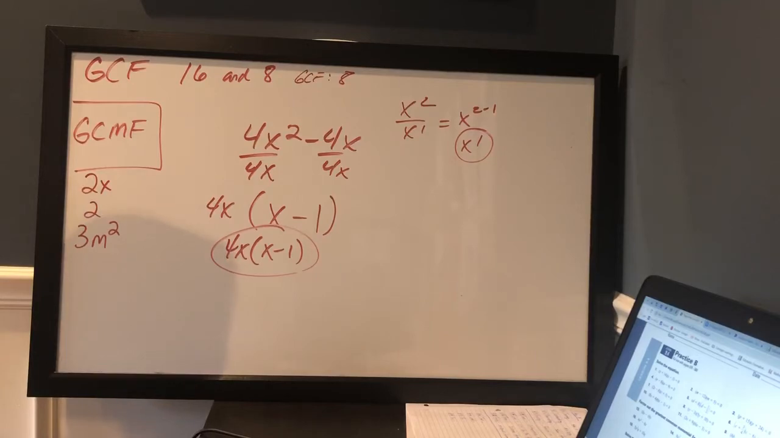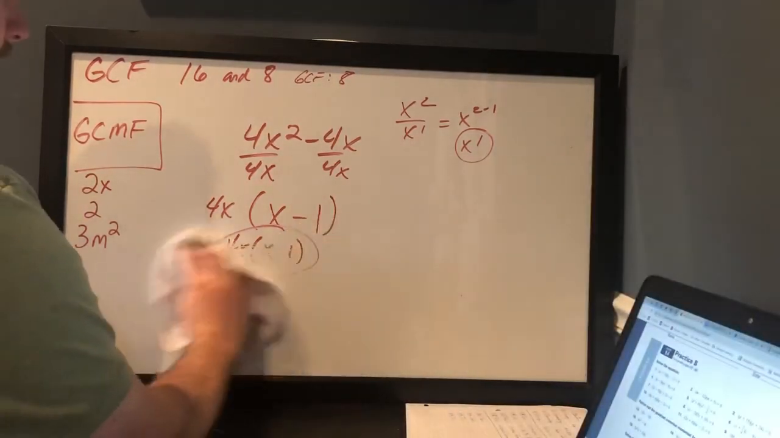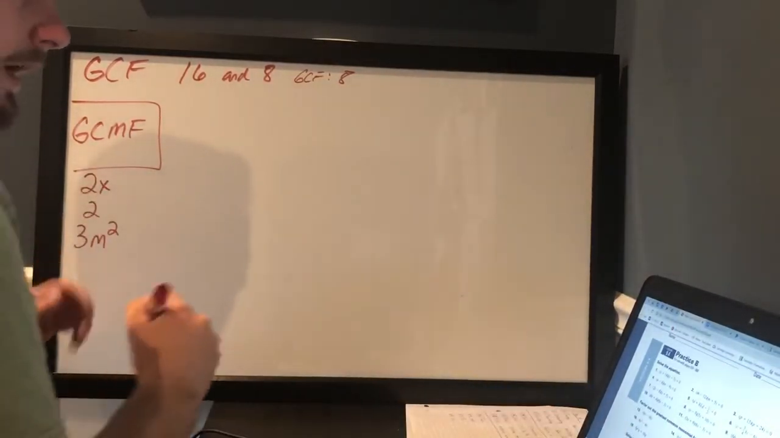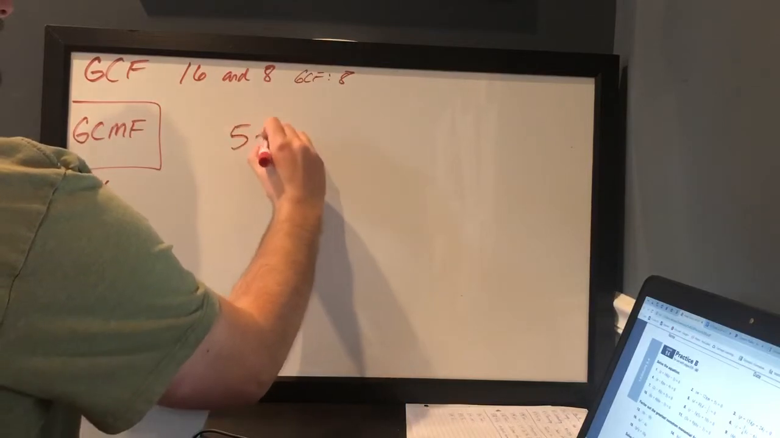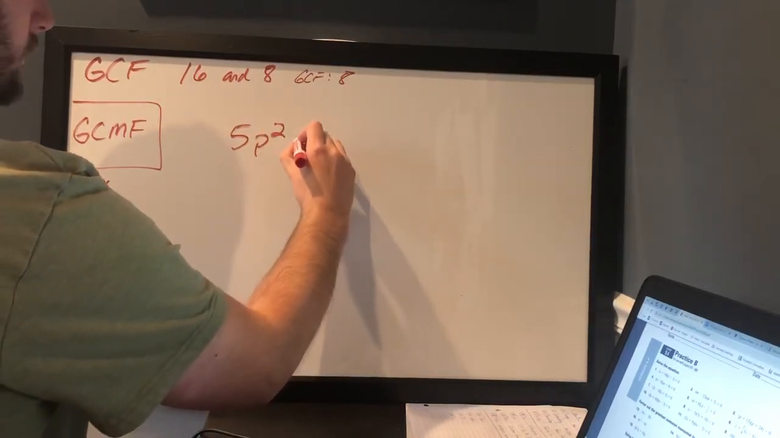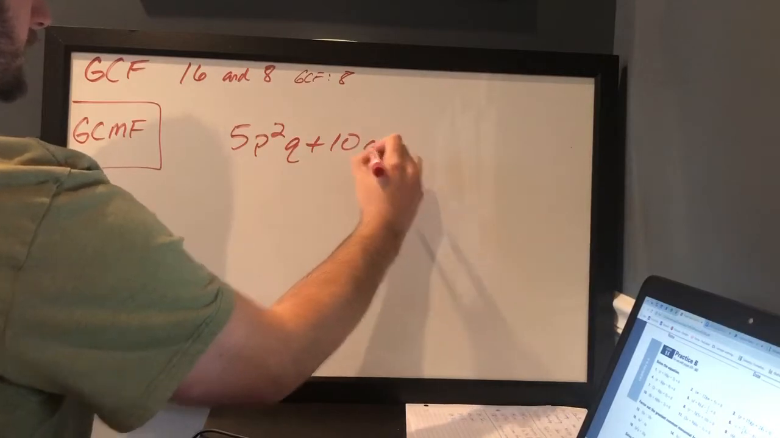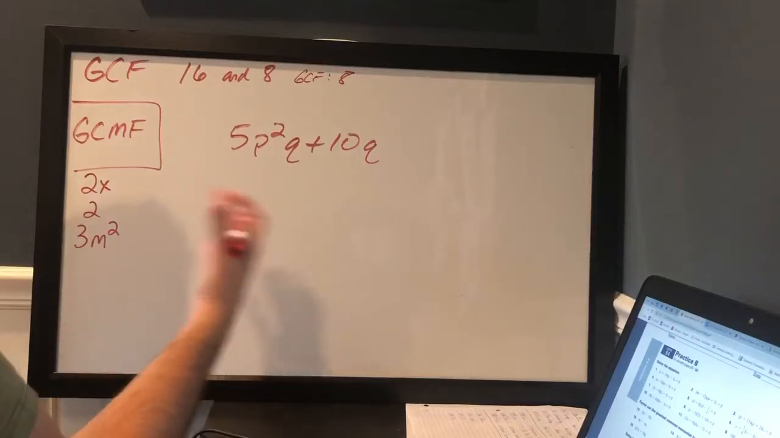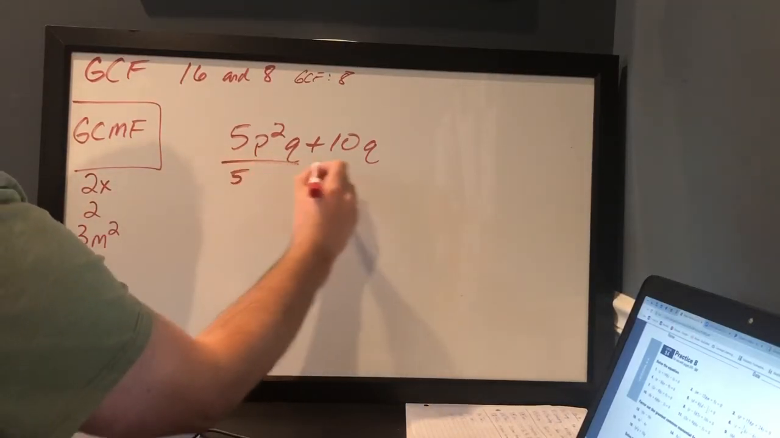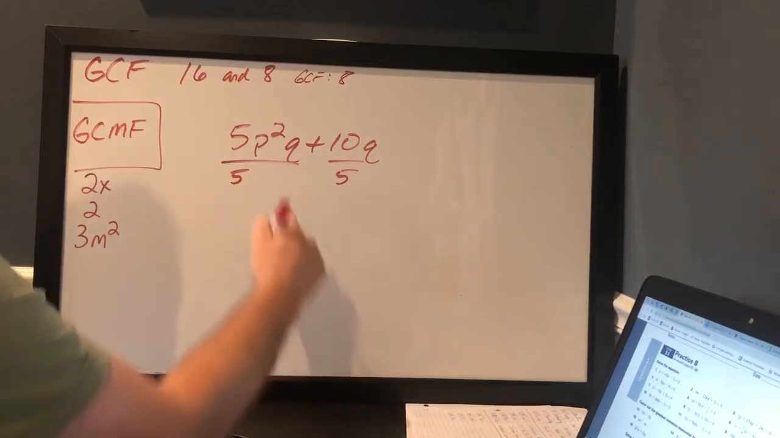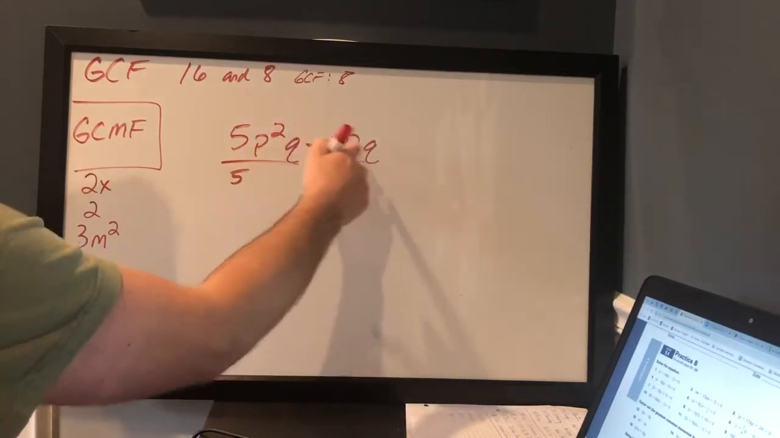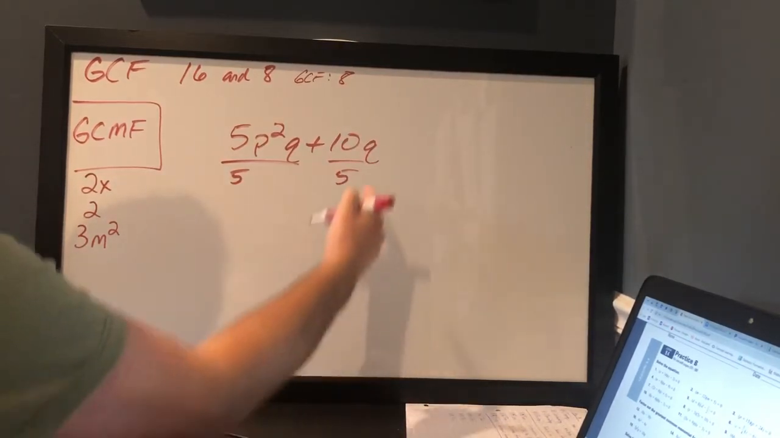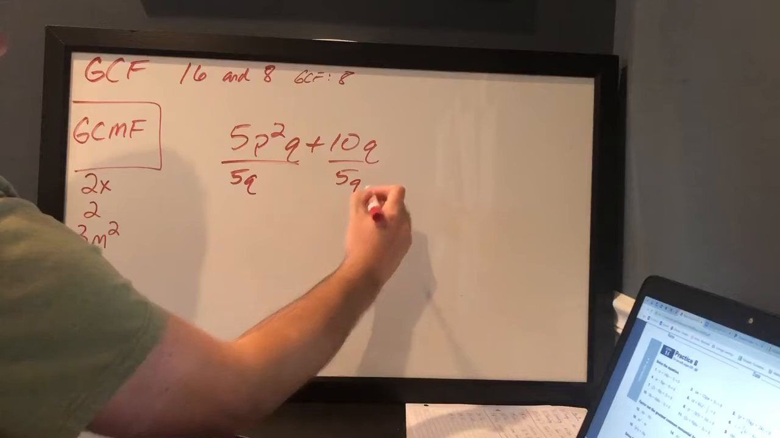All right, and then we've got one more type, and that's one that might involve a couple of variables. So 5p squared q plus 10q. All right, so what do we notice first? Well, I look at 5 and 10. Is there a common factor there? Well, yep, 5 goes into both of them. Are there any p's here and here? Well, there's just 2 here and none here. Is there anything else they have in common? Well, they both have a q. So we're going to write the q down there.